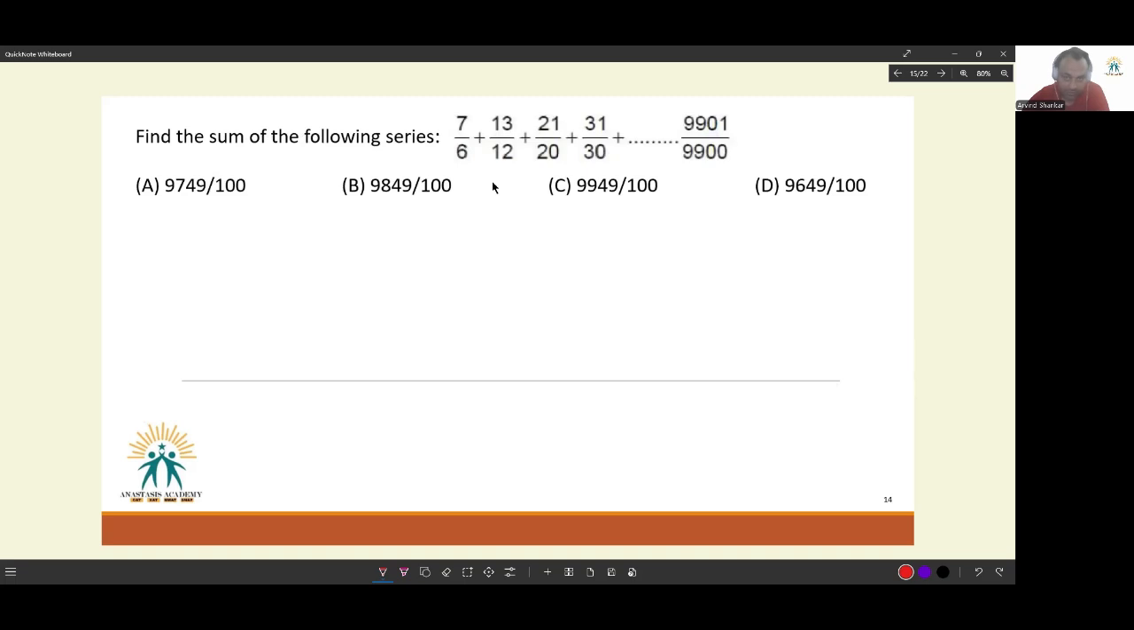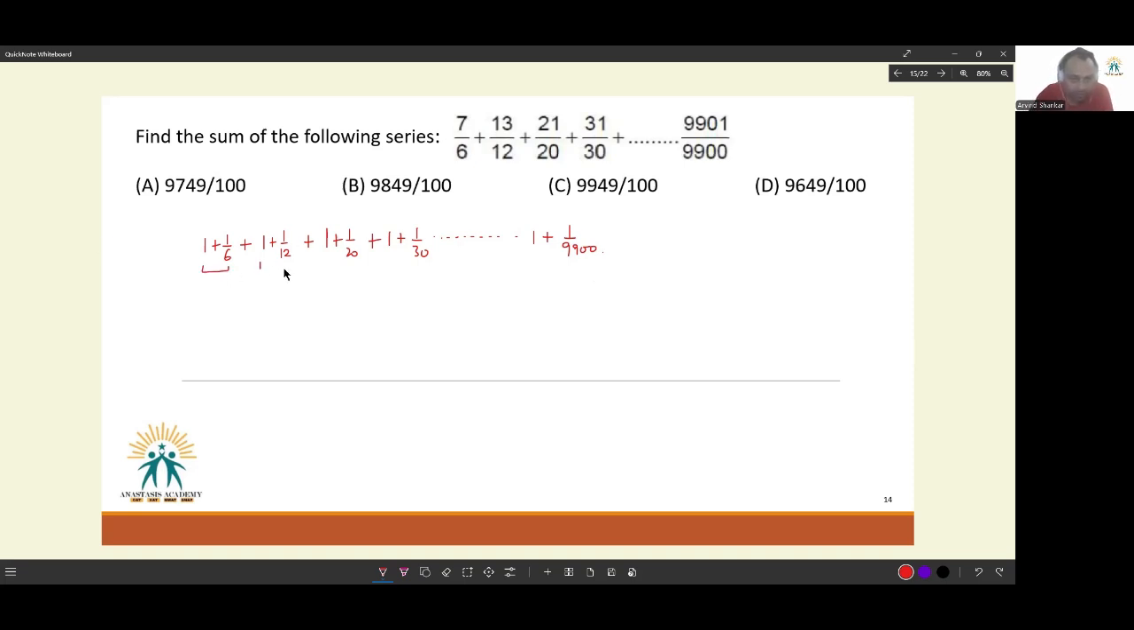Find the sum of the following series. Let's break this down. First term is 1 plus 1 by 6. Second term is 1 plus 1 by 12. Third term is 1 plus 1 by 20, plus 1 plus 1 by 30, and so on and so forth, all the way until 1 plus 1 by 9900. Now, the key to solving this further is to first identify how many terms there are.